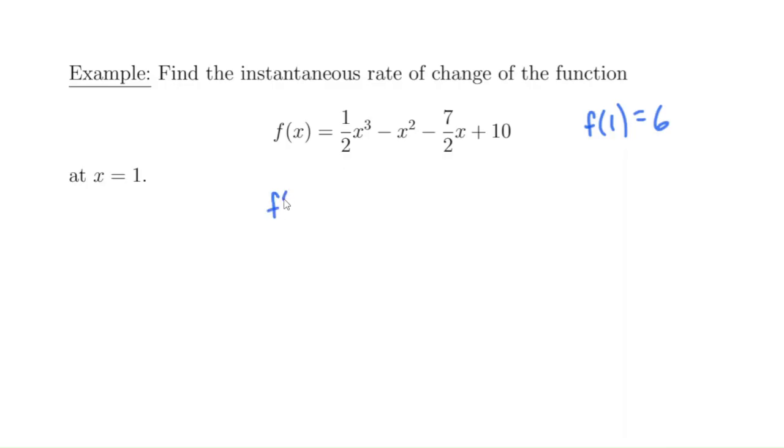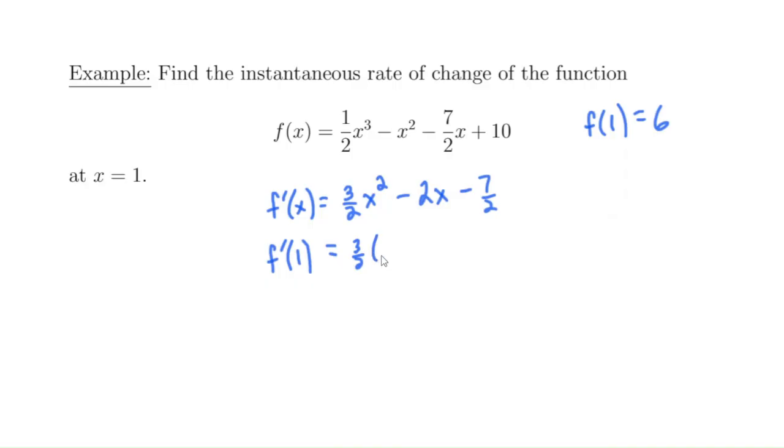So first of all, what's f prime of x? f prime of x would be, well, we have to do 3 times 1/2. That would be 3/2 x squared minus, well, the derivative of x squared would be 2x. The derivative of 7/2 x is just going to be 7/2. And the derivative of 10 is just 0. So there's f prime of x. Now what is f prime of 1? Well, let's just plug in 1, right?